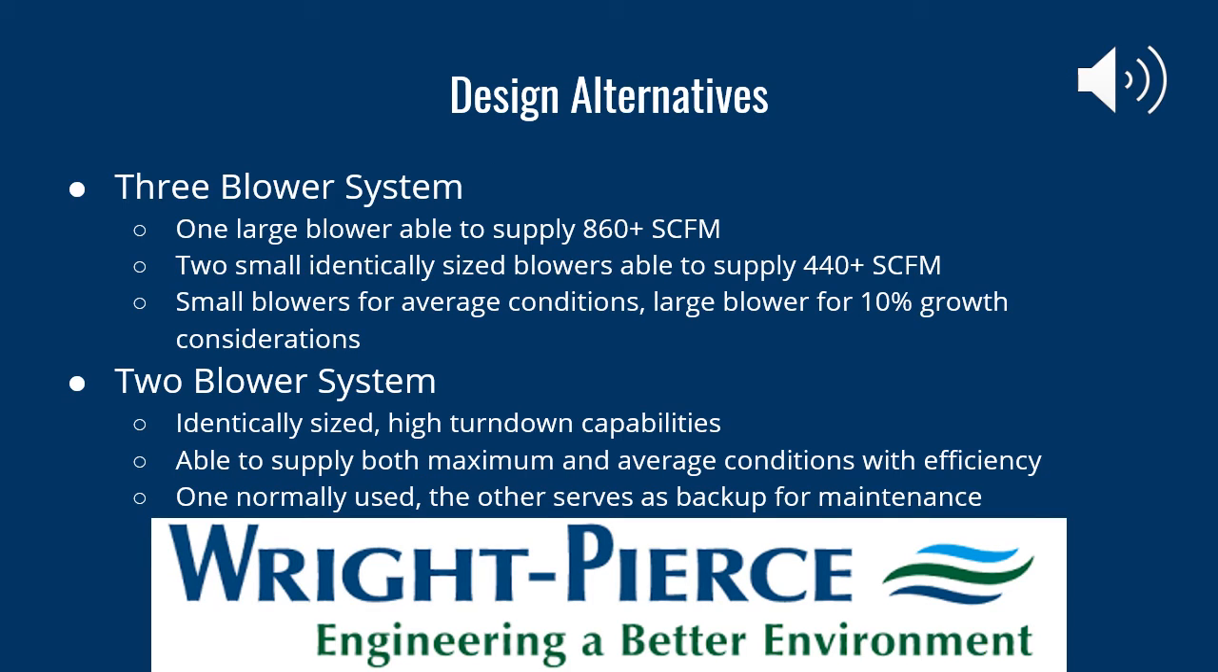We calculated that our average air output requirement is 440 standard cubic feet per minute, and our maximum requirement is 860 standard cubic feet per minute. To meet these requirements, we designed a 2 and 3 blower system. The 3 blower system would have 2 smaller blowers that would be designed to meet average condition requirements, and 1 large blower that would be designed for a maximum 860 SCFM air requirement.